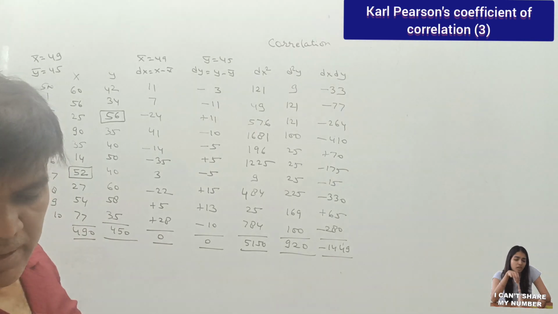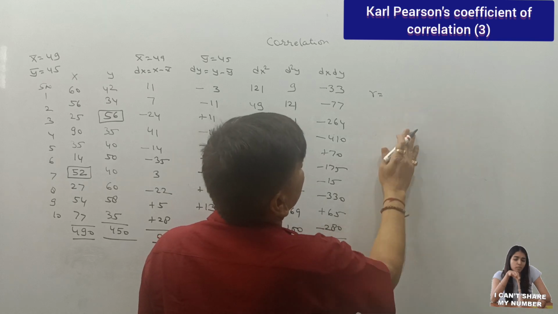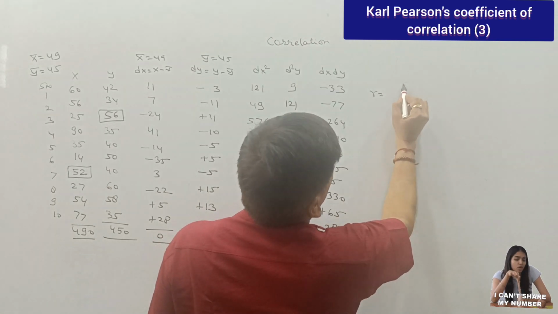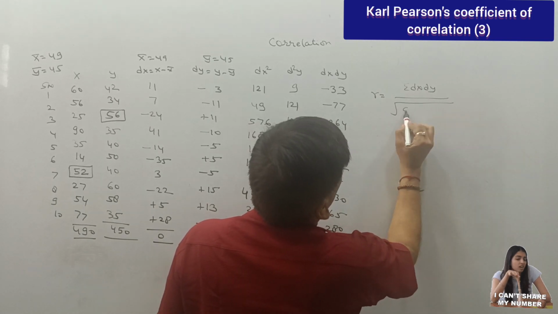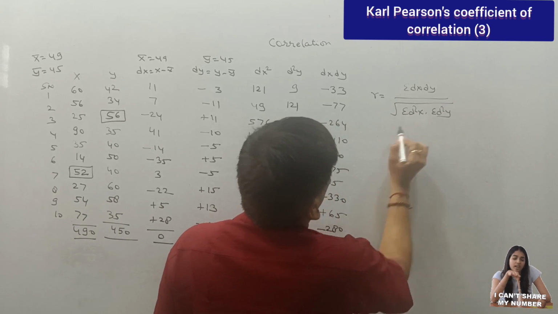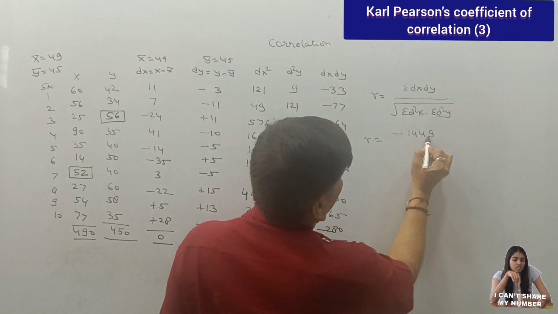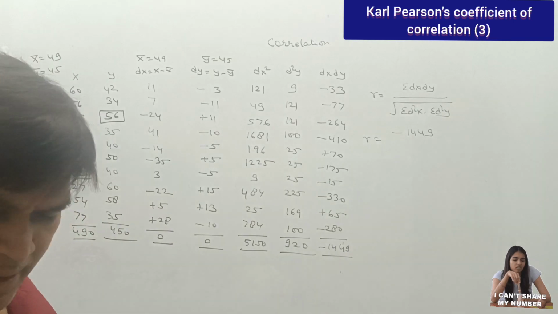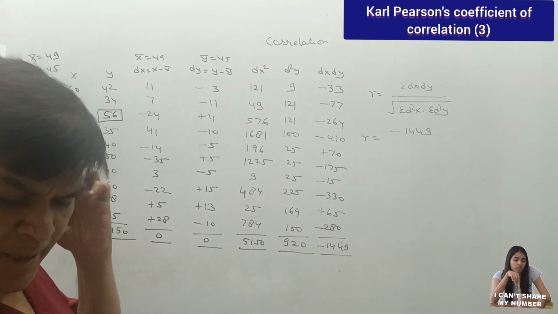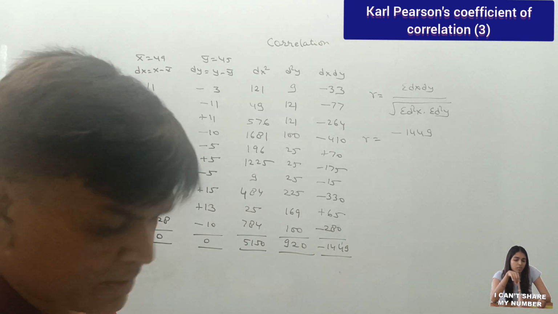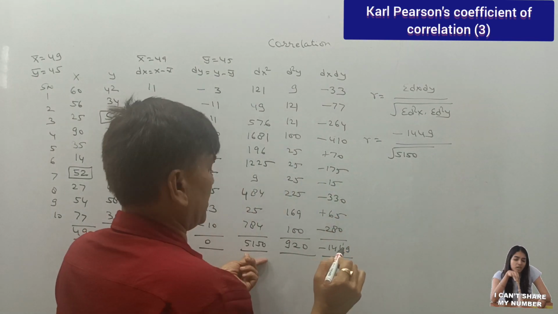So for calculating the coefficient of correlation with the Karl Pearson method, we are having sigma dx dy divided by the square root of sigma d square x times sigma d square y. So the value of r will be minus 1449 divided by the square root of 5150 and 920. This is right.